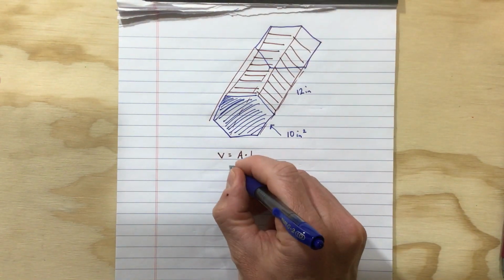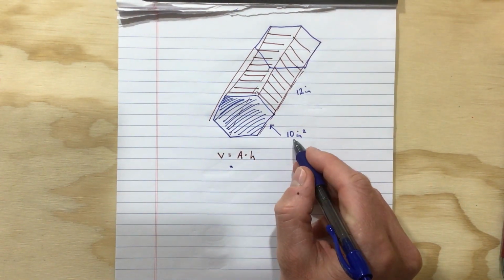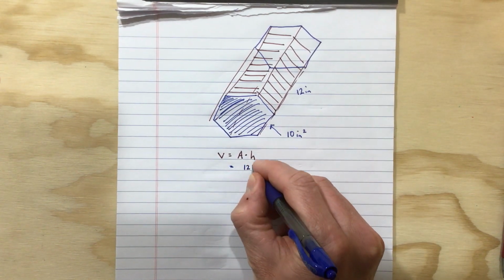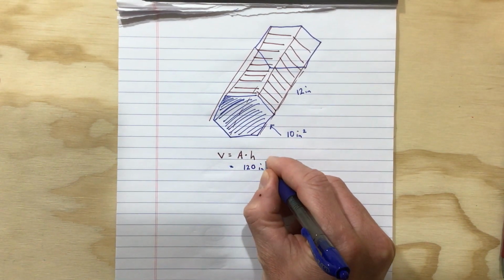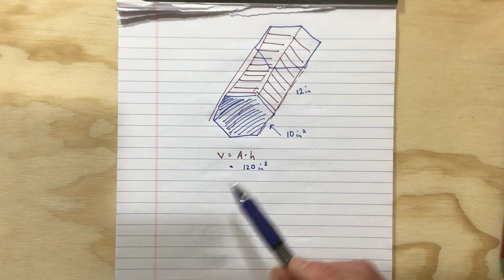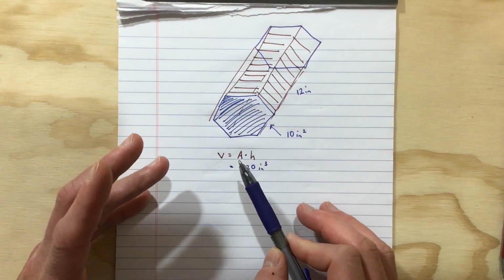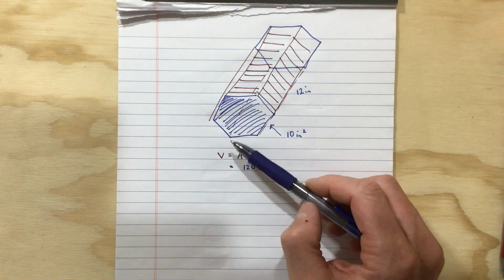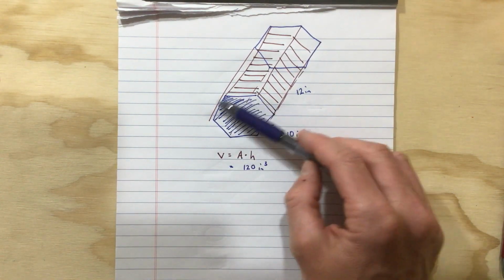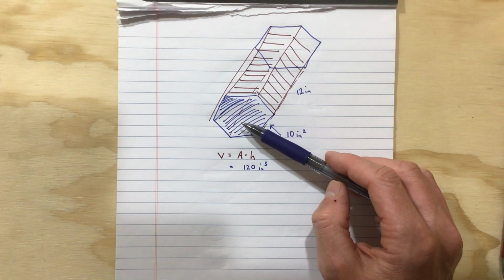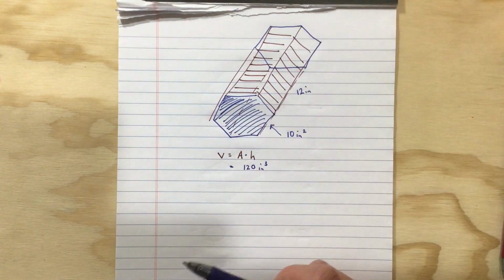And so then the volume is just going to be this area times the height, and you're going to get 120 cubic inches. And again, I'm not saying this can fit perfectly, like cubes wouldn't fit in there, but it's the same area as 10 squares, and then you're adding 12 of them deep.